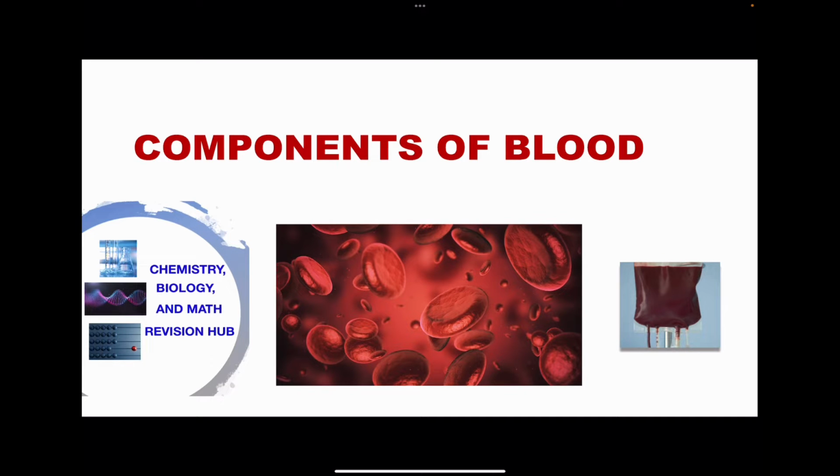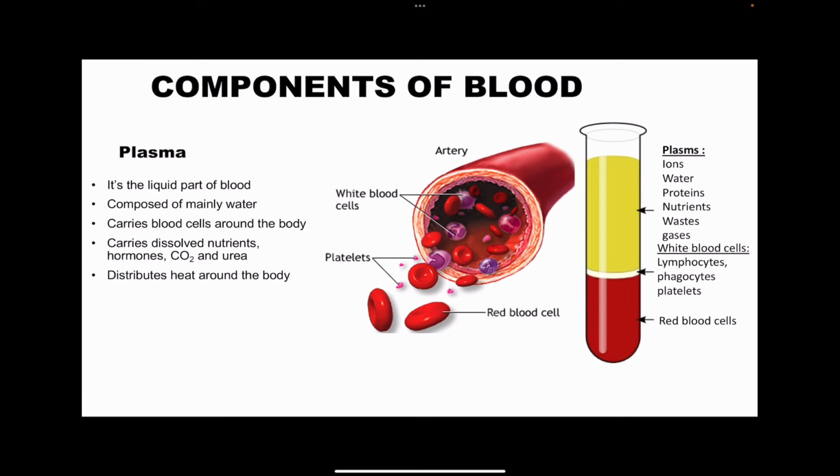Today we are looking at the components of blood. So let's begin. The components of blood include, of course, blood plasma. As we can see here, there is plasma, and plasma contains ions. Ions could be calcium, sodium, potassium, and so on. And then they include water.